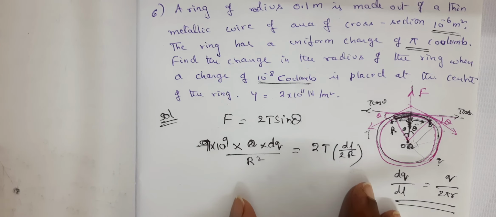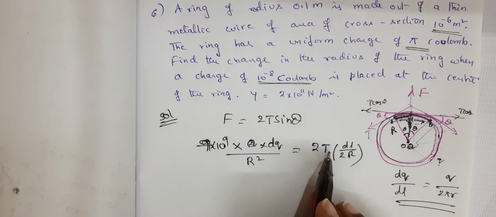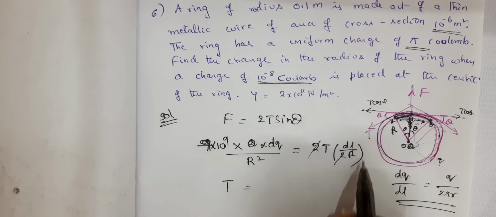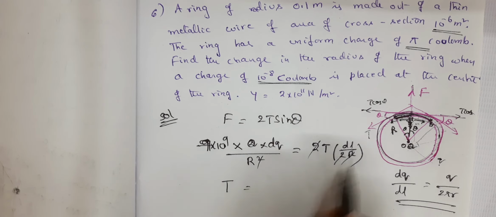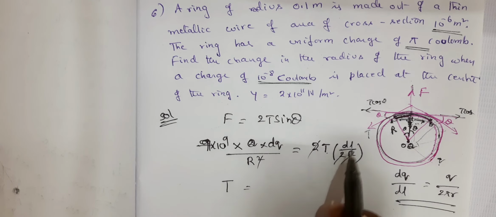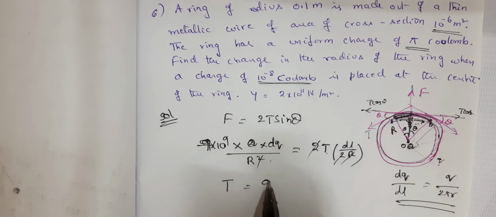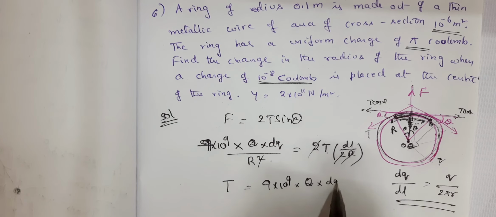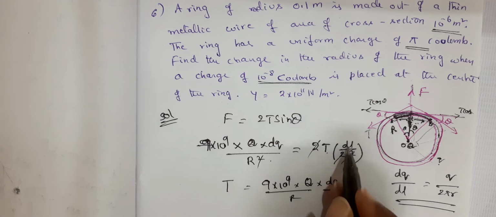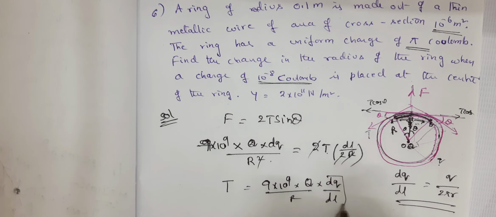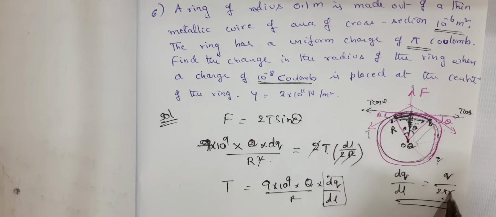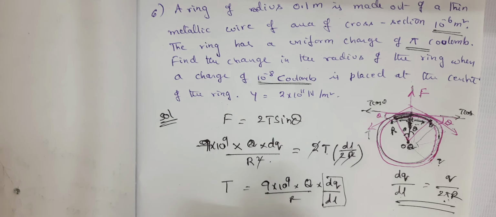Right, now let us rearrange the terms and find out t. Let's see, 2 will get cancelled. So now t is equal to, r and r will also get cancelled. So t is equal to cross multiplication, dl will come here: 9 into 10 to the power of 9 into q into dq by r. I'll write dl here. Why? Because my dq by dl is equal to q by 2 pi r, where r being the radius, here the r is capital R.